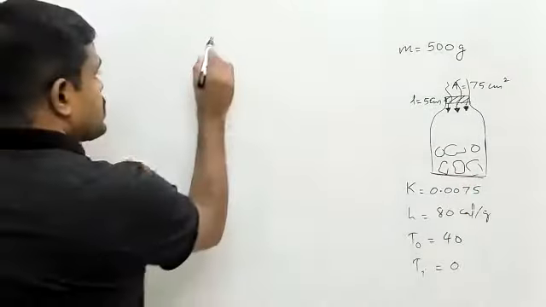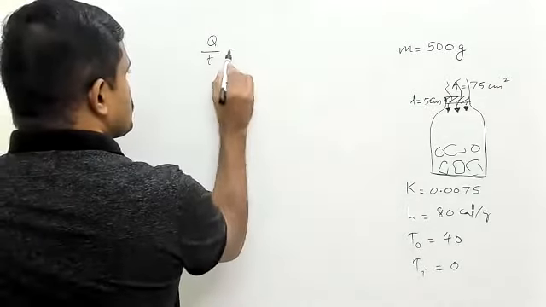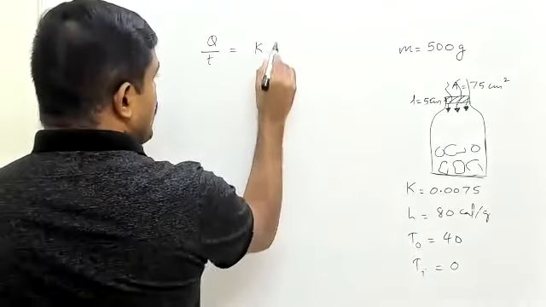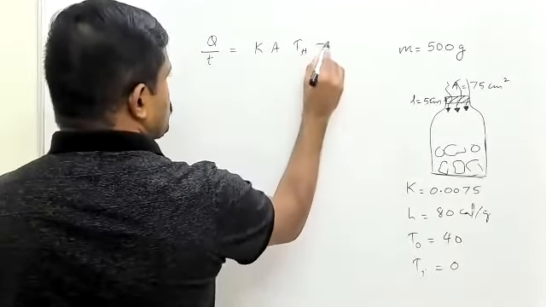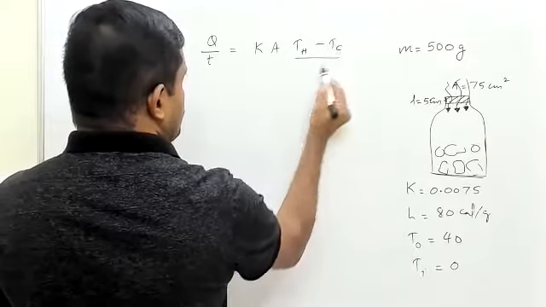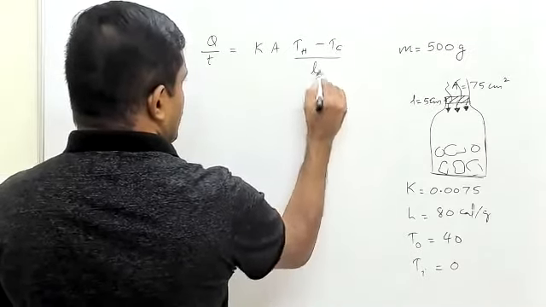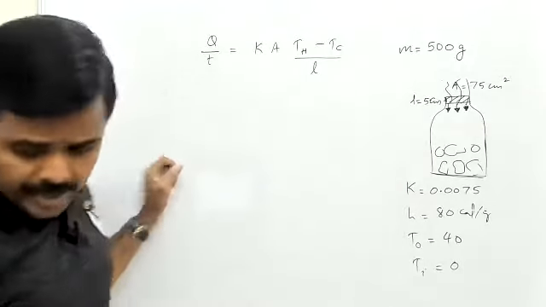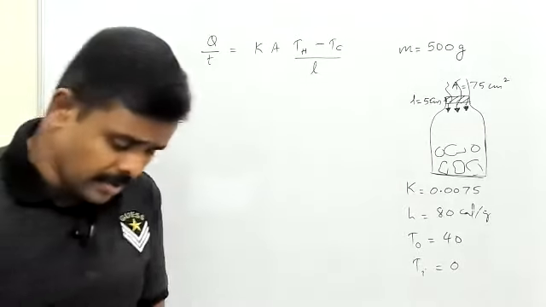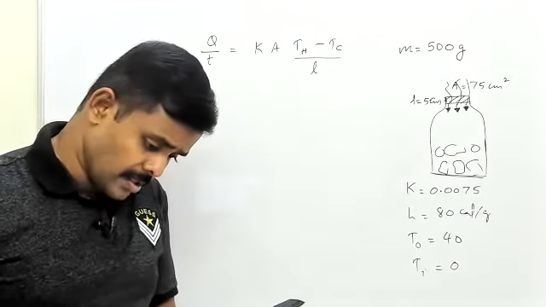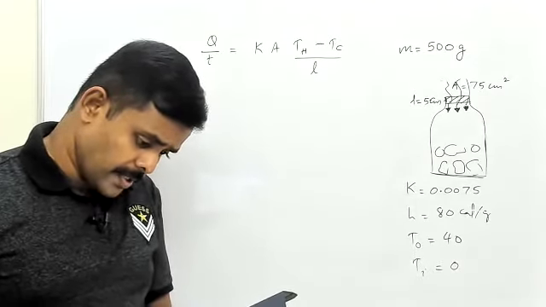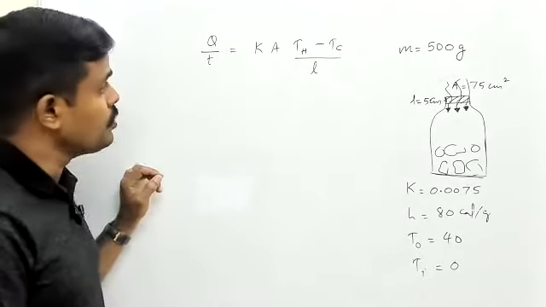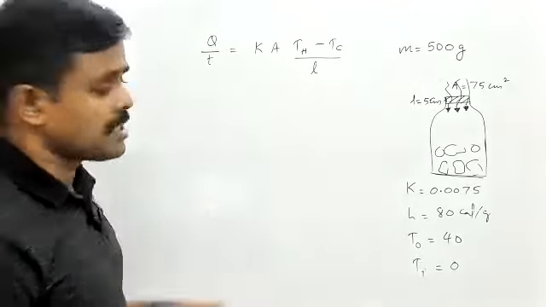So I can write the heat transported per second. What is heat transported per second? Do you remember? K into A into TH minus TC divided by L. Yesterday we learned this. Is there anything regarding time? Have they given anything? Time taken is to be calculated. Yes, time taken is to be calculated.